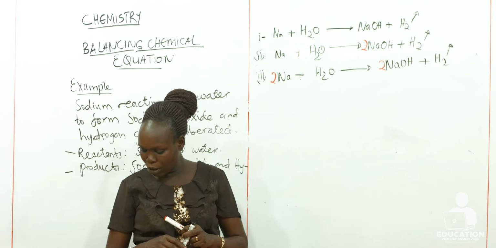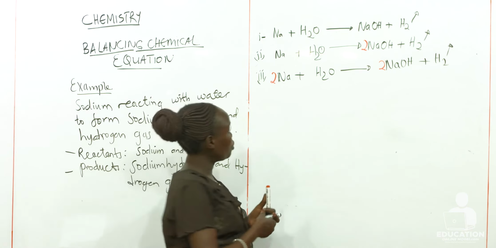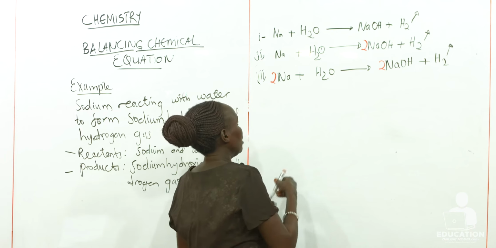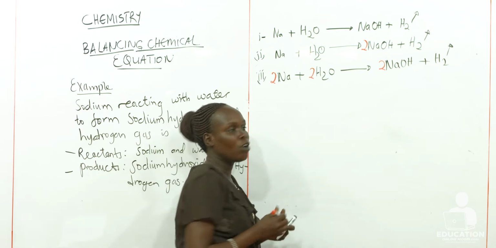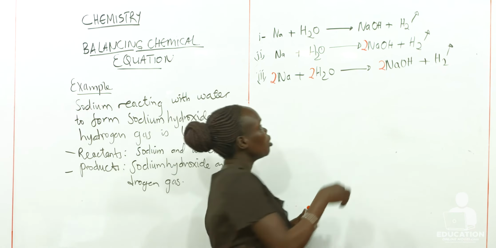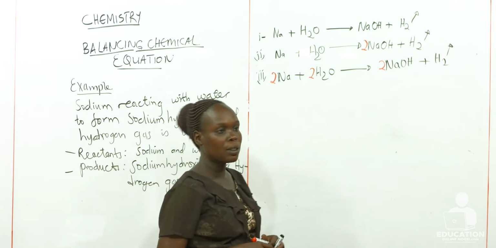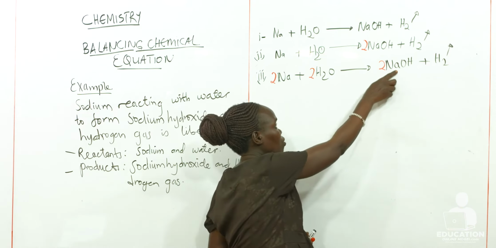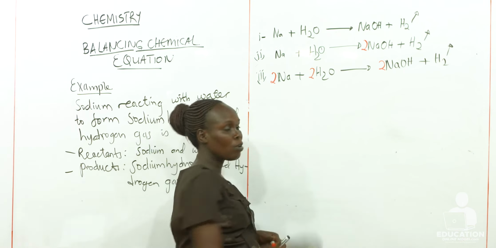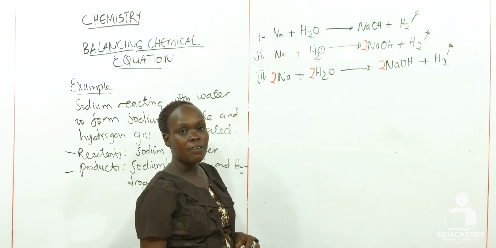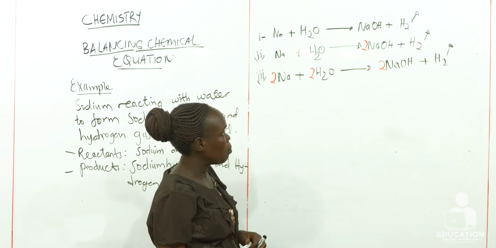So now make sodium atom equals by adding 2. We have added 2. We have also to add 2 on this side. So now we have 4 atoms of hydrogen gas. Here we have also 4 atoms of hydrogen gas. We have 2 atoms of sodium on the left and right hand side. So sodium and hydrogen, they are now balanced.